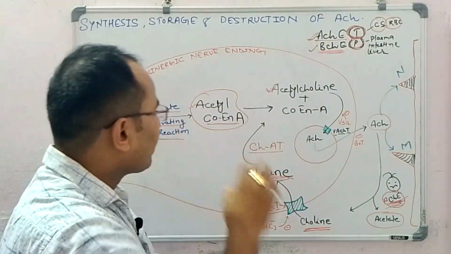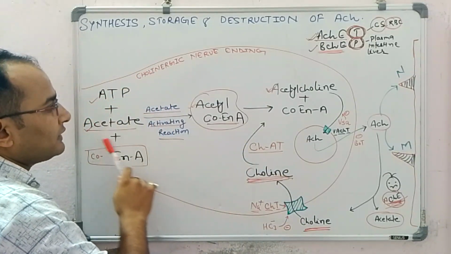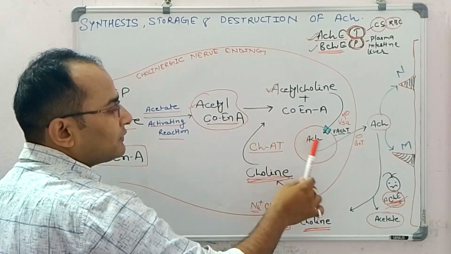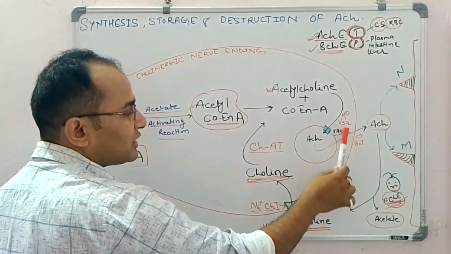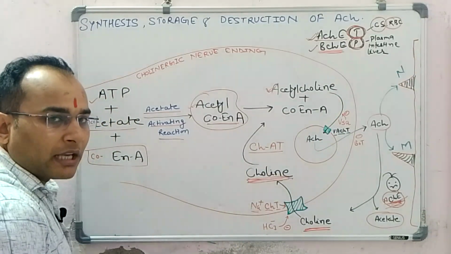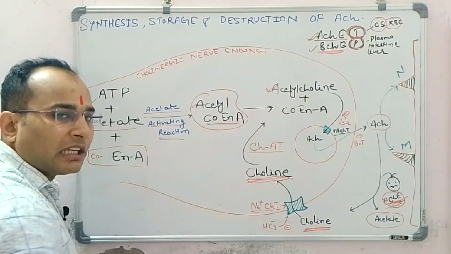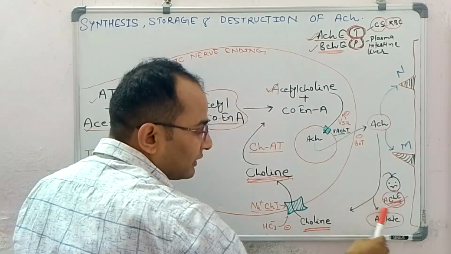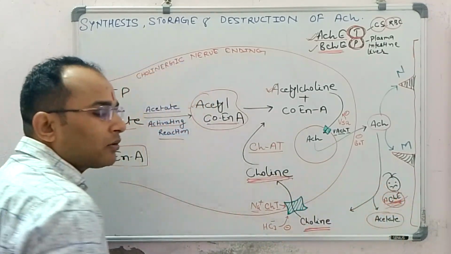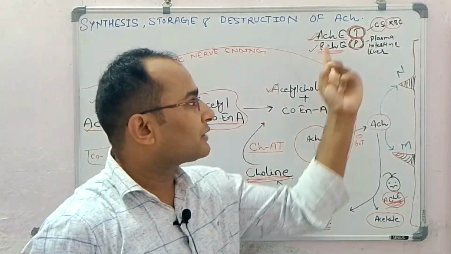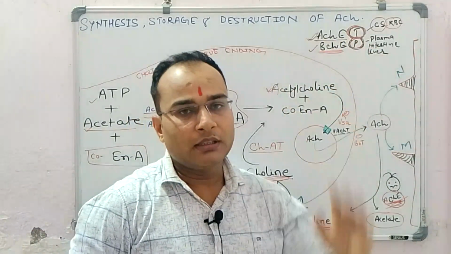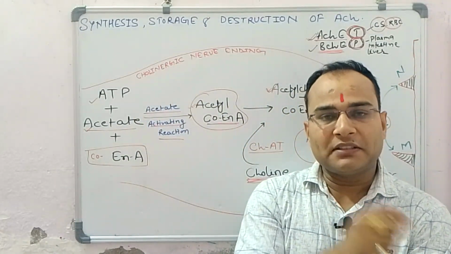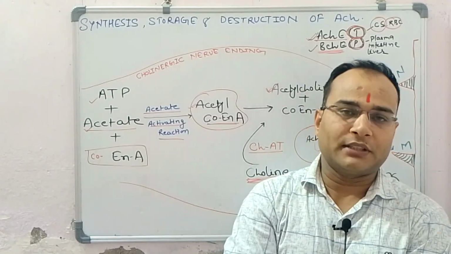So this is the pathway of the synthesis of acetylcholine, and this is the storage: how, with the help of the vesicular acetylcholine transporter, it comes inside and is stored in ionic solution form, and how it is degraded with the help of cholinesterase, which is of two types, acetylcholinesterase and butyrylcholinesterase. So this is all about the basic concept of synthesis, storage and destruction of acetylcholine.